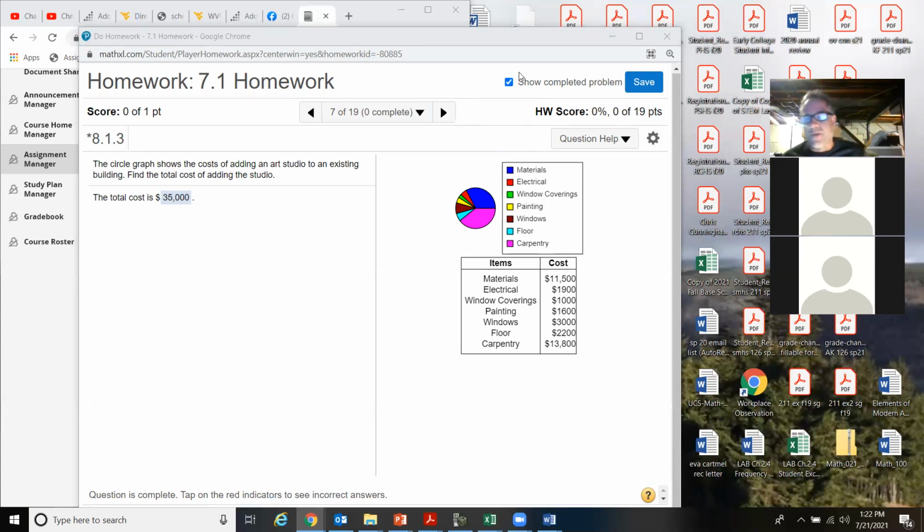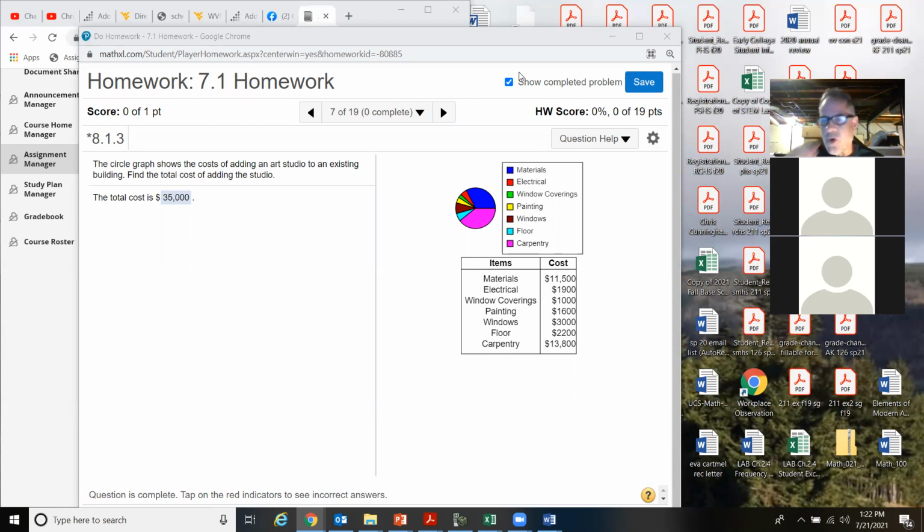It is 360 degrees. I will go back in a second to why it's 360 degrees. So what I would do, and on my calculator, I wouldn't even round it. There's where I did the division: 13,800 divided by 35,000. I would just take that decimal, unrounded, and multiply by 360. That tells me about 141 or 142 degrees.